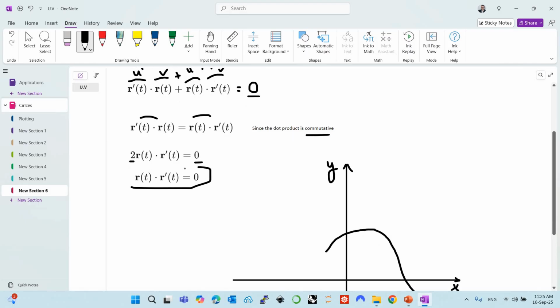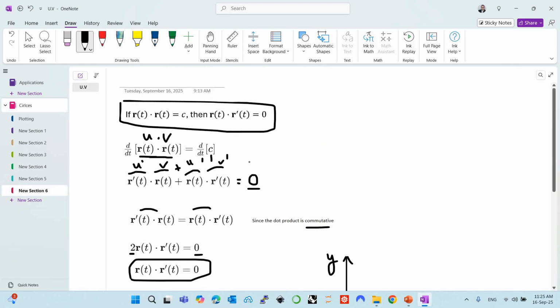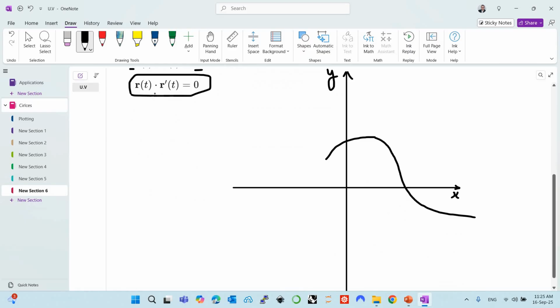What does that mean from the definition over here? This means if you do the dot product of two vectors and it gives you 0, this means that the two vectors are perpendicular. So this means that r is perpendicular to r prime.